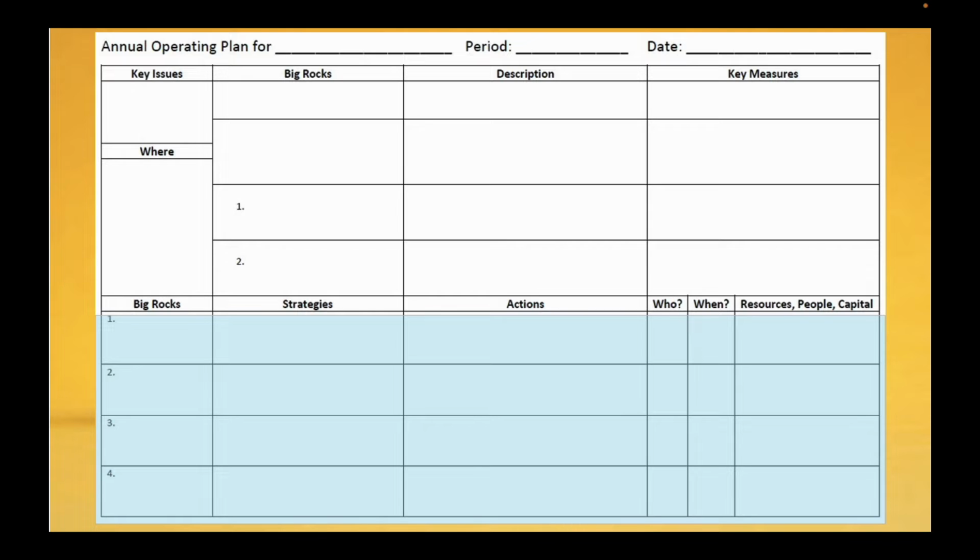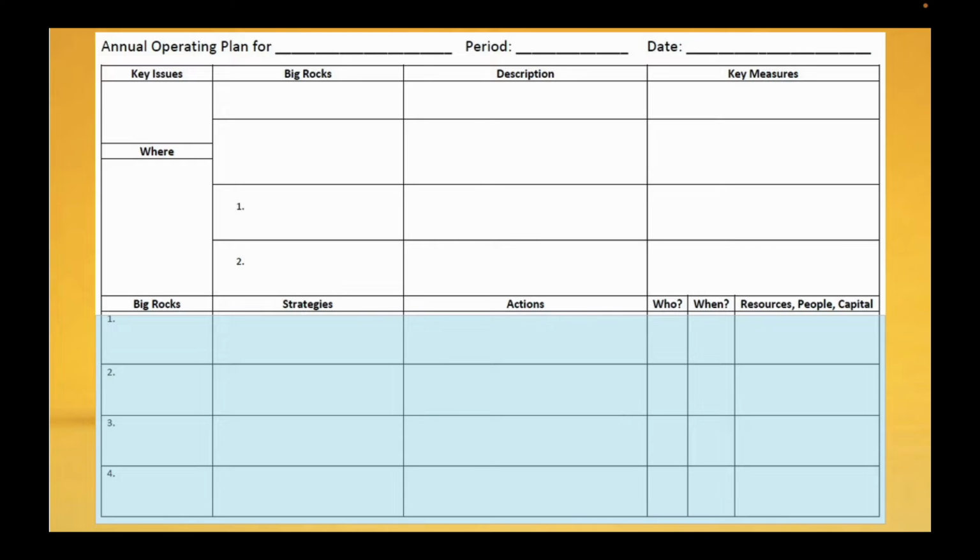So the top section is about defining where we are and what the how is going to be, which is the big rock. So that's the now, where, how process. But the bottom one is about really getting into the detail of the how. And so for each big rock, we'll have a number of strategies. For each strategy, we'll have a number of actions. And for each action, we'll have who's responsible for the execution of that, when are they going to have it done by, and then what resources might we need to make it happen.